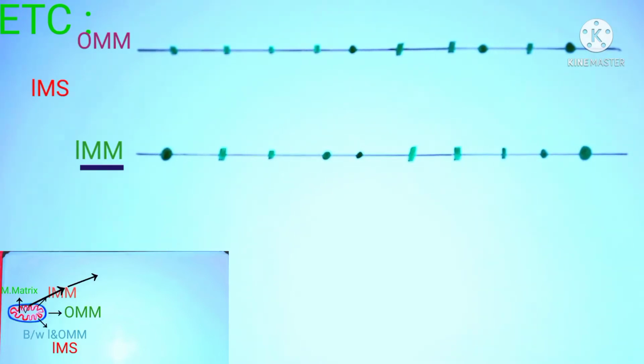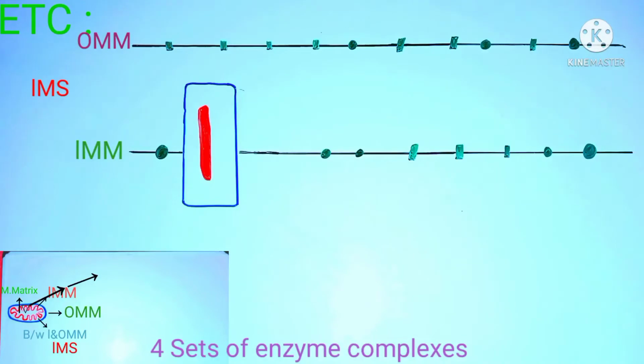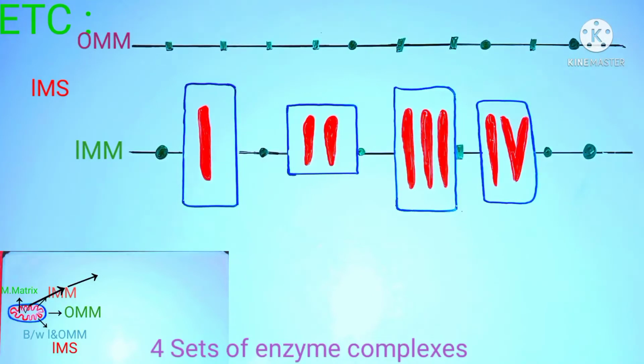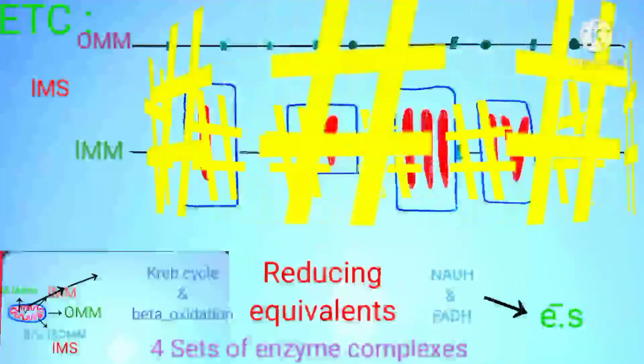The inner mitochondrial membrane consists of four sets of enzyme complexes, which are named enzyme complex 1, enzyme complex 2, enzyme complex 3, and enzyme complex 4. These enzyme complexes are numbered 1 to 4 in Roman numerals. The mitochondrial matrix also contains numerous other cycles such as Krebs cycle and beta oxidation. By watching these videos, you will know that these cycles produce reducing equivalents like NADH and FADH. These reducing equivalents possess electrons which are given to this set of enzyme complexes.